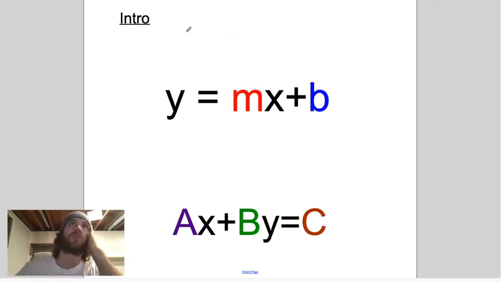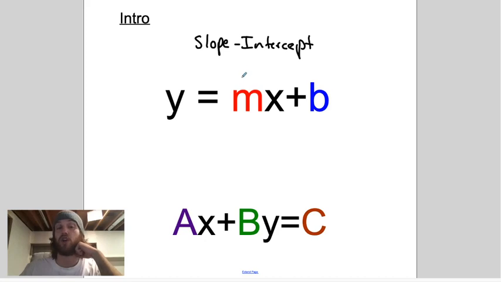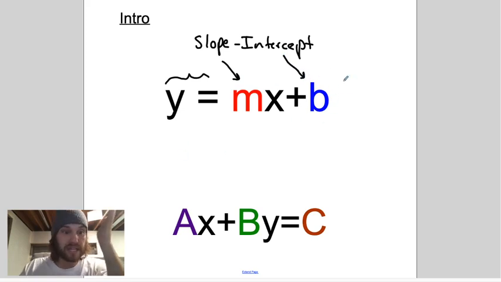So the first one you should recognize as slope-intercept form. It's called slope-intercept form because when it's written as y equals, it's very easy in the equation to see the slope and to see the y-intercept. And this is really convenient for graphing because we can start here and then use the slope as a pattern to find a bunch of other points on our line.